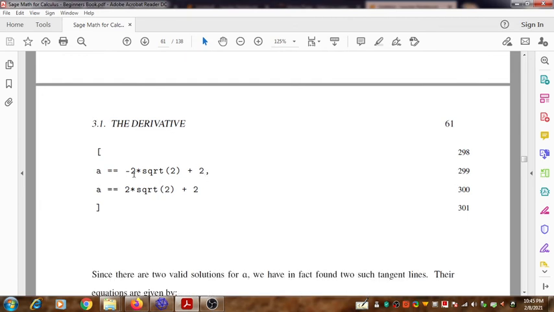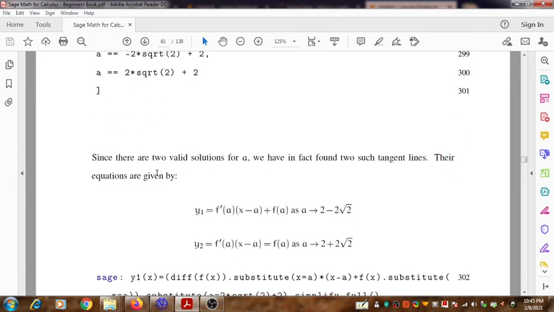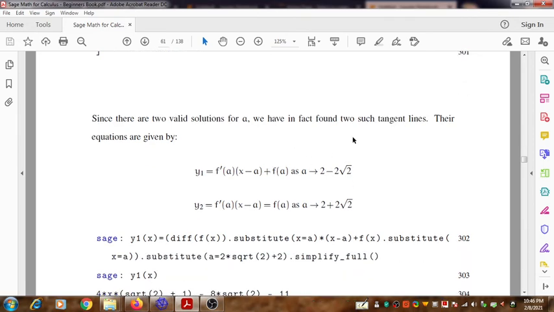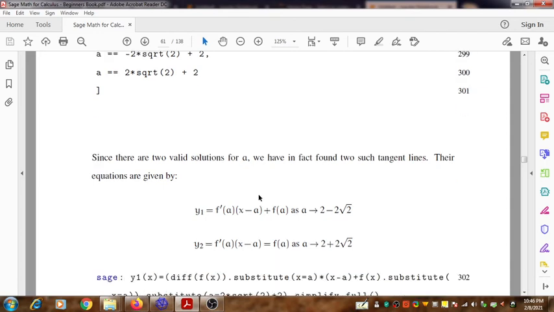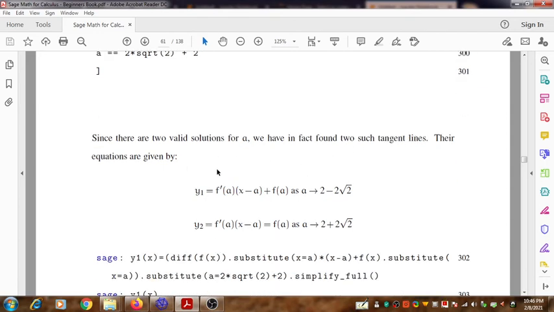Then you can see the output will be like this: a double equal to minus 2 square root of 2 plus 2, and a equal to, that means you are going to get two different values for a. Since there are two valid solutions for a, we will get two tangent lines corresponding to the two different values of a. That means we are going to get two tangential lines.